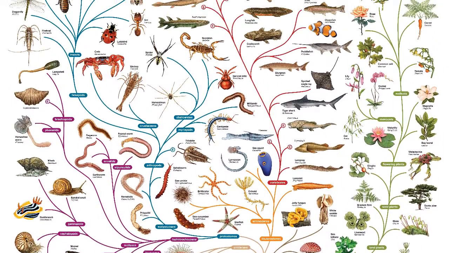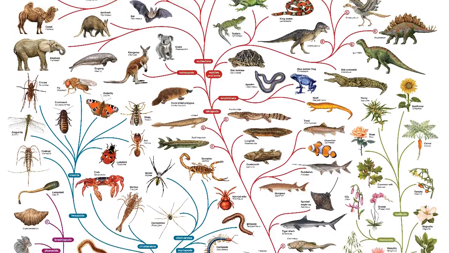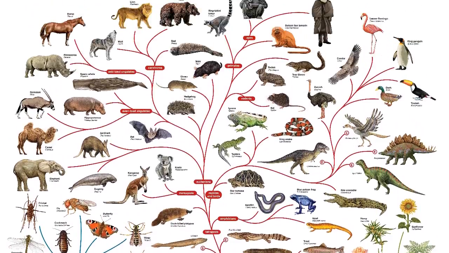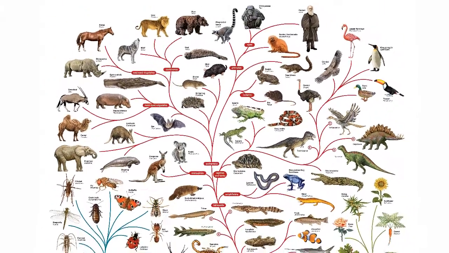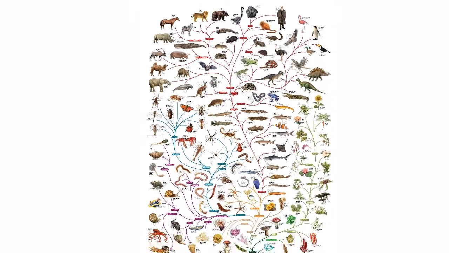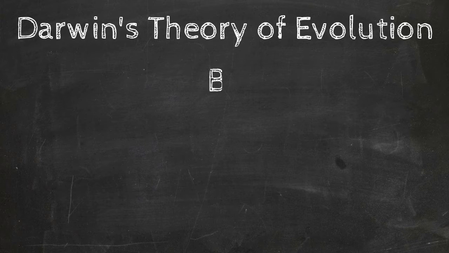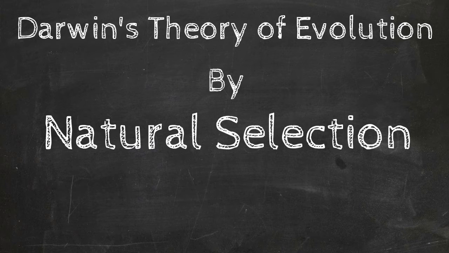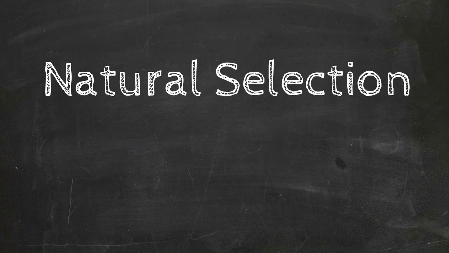This is a basic fact about Darwin's theory of evolution. All life is related. From the smallest insect to the largest oak in the forest, all of it came from the same place. The other thing to understand about Darwin's theory of evolution by natural selection is obviously natural selection. It is part of the name after all.